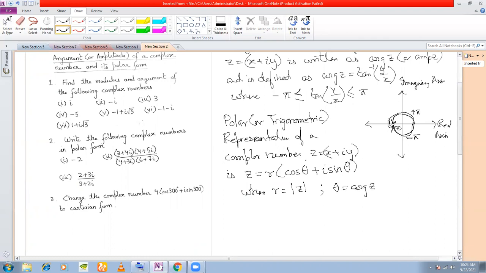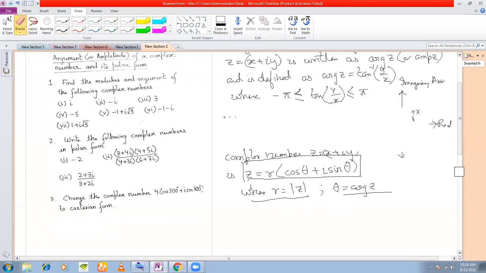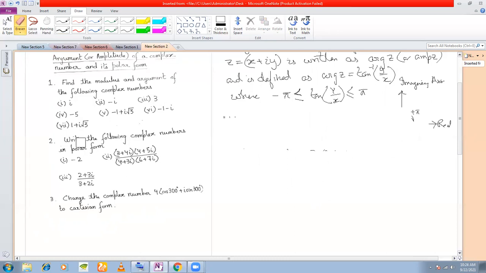Okay, so if you want to represent any complex number given in x plus iy form in the polar form, you will have to find out the modulus of the complex number, and then find out the argument of the complex number, and then put it here. You will get the polar representation of the complex number. Just remember this: z is equal to r cos theta plus i sin theta. Okay, let us move on to the problems now. How to find out the argument of a complex number.